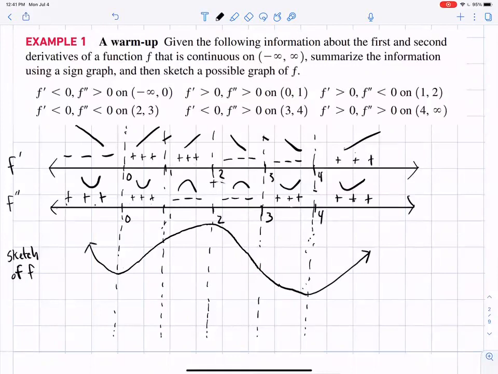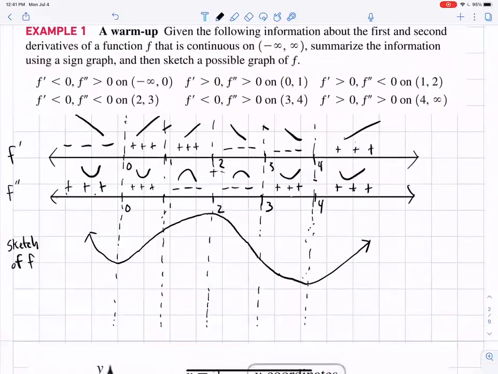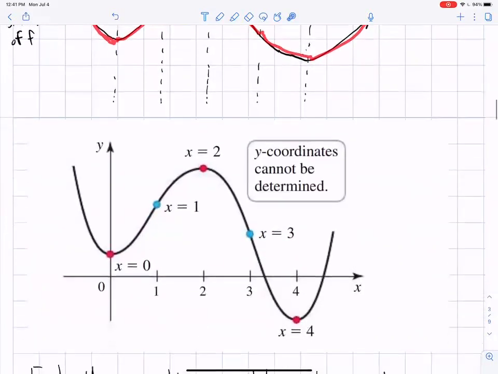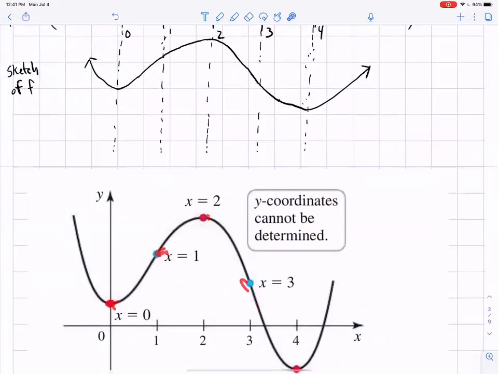And so this is a possible sketch of what that graph could look like, right? Because it's decreasing and concave up, increasing and concave up, increasing concave down, decreasing concave down, decreasing concave up to increasing concave up. And here's a possibility for what that could be if we actually gave it values. And so the points to keep in mind were x equals 0, 1, 2, 3, and 4. That's where all the important stuff happened. We had a local min, an inflection point, a local max, an inflection point, and a local min.